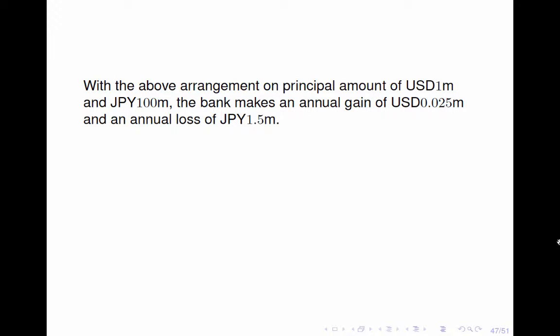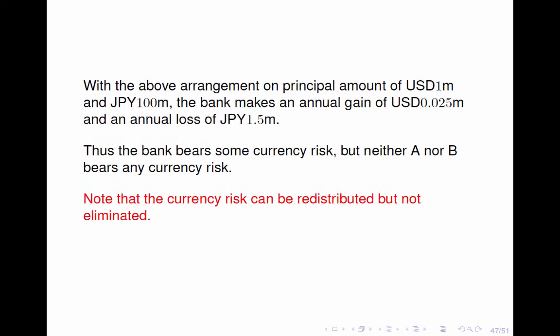With the above arrangement on principal amount of 1 million US dollars and 100 million Japanese yen, the bank makes an annual gain of 0.025 million US dollars and an annual loss of 1.5 million Japanese yen. Thus, the bank bears some currency risk, but neither A nor B bears any currency risk. Note that the currency risk can be redistributed but not eliminated.